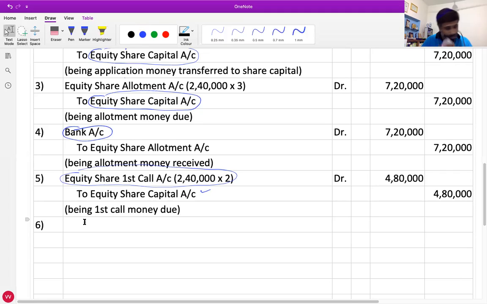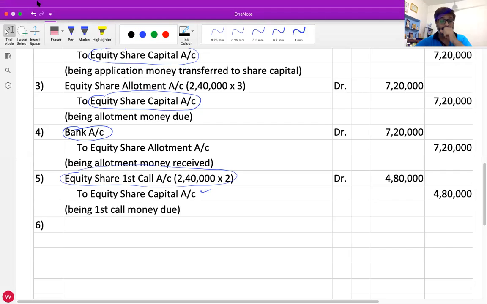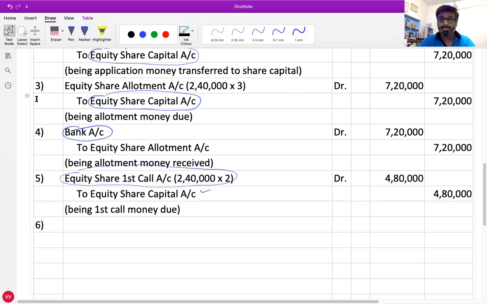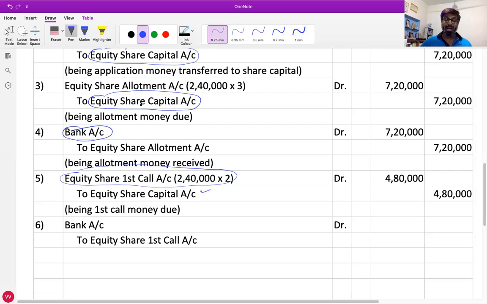Now, first we transfer to share capital, then we receive the money. So similar to fourth entry, what will be your sixth entry? Bank account debit to equity share first call account. First call account was debited, so to close it, we will reverse and credit that. And bank is the receiver, debit the receiver. So bank account debit. Since there are no calls in arrears, entire 4,80,000 is received.